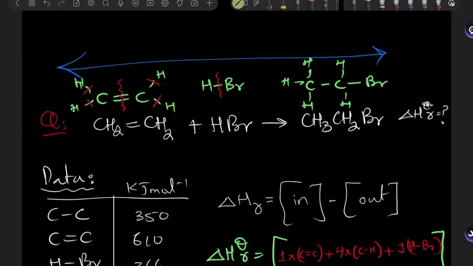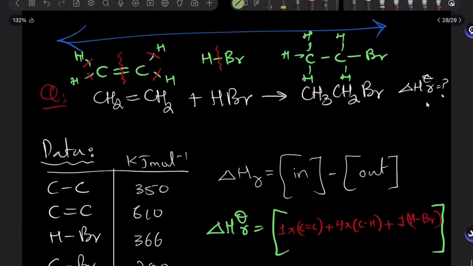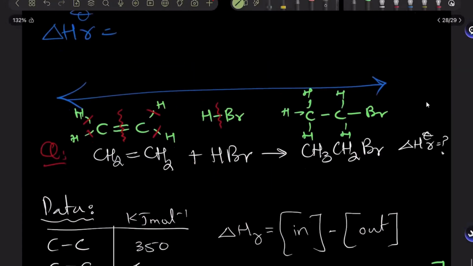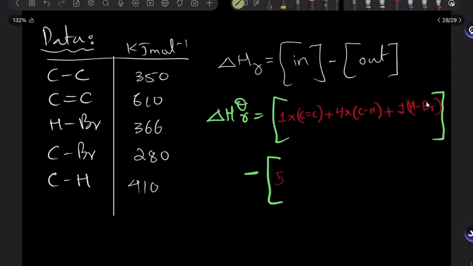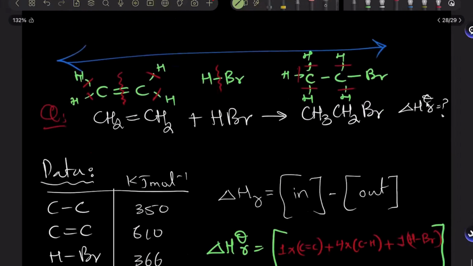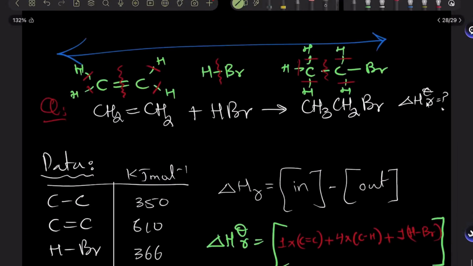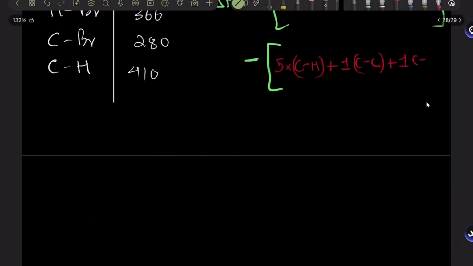Now I move on to the product. So you have only one product, and in that product, which type of bonds do you see? So minus energy given out. You have to form how many carbon-hydrogen bonds? 1, 2, 3, 4, 5. 5 carbon-hydrogen bonds. So 5 times carbon-hydrogen bonds plus what else? Carbon-carbon single bond, 1 times. So plus 1 times the carbon-carbon single bond, plus how many times the carbon-bromine bond? You have a carbon-bromine bond also. So 1 times the carbon-bromine bond. These are the bonds that are going to be formed.